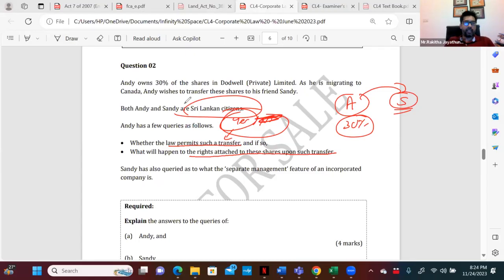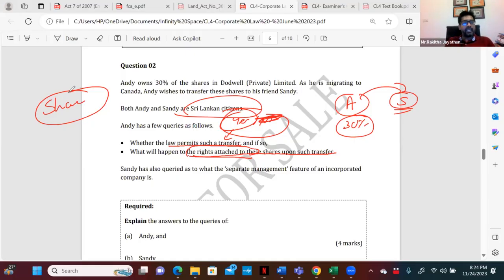Give that first. If so, then you have another part: what will happen to the rights attached to these shares? According to the examiner, some students have not answered this part. What happens to the rights attached to these shares? When you buy a share, as we learned earlier, the characteristics of ordinary shares and preference shares, I don't know whether you will be able to understand what I'm trying to say here. Even if you don't understand, it doesn't matter, just forget about it.